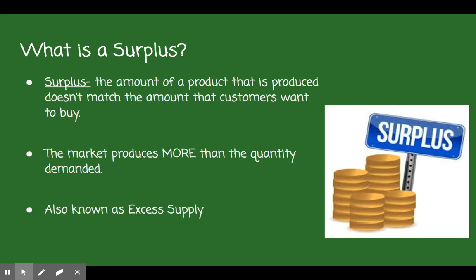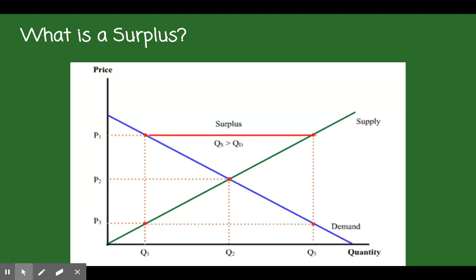Now, what's a surplus? Well, you've probably heard this word before. Surplus is the amount of a product that is produced that doesn't match the amount that customers want to buy. So in this case, the market is actually producing more than the quantity demanded. It's also known as excess supply. So when you take a look at a graph, anything that's above your equilibrium price in between supply and demand, that's a surplus. It means that the producer, somebody who's making the product, they're making too much and there's not enough buyers to buy it. So now we have all this extra of the product, and that's your surplus.